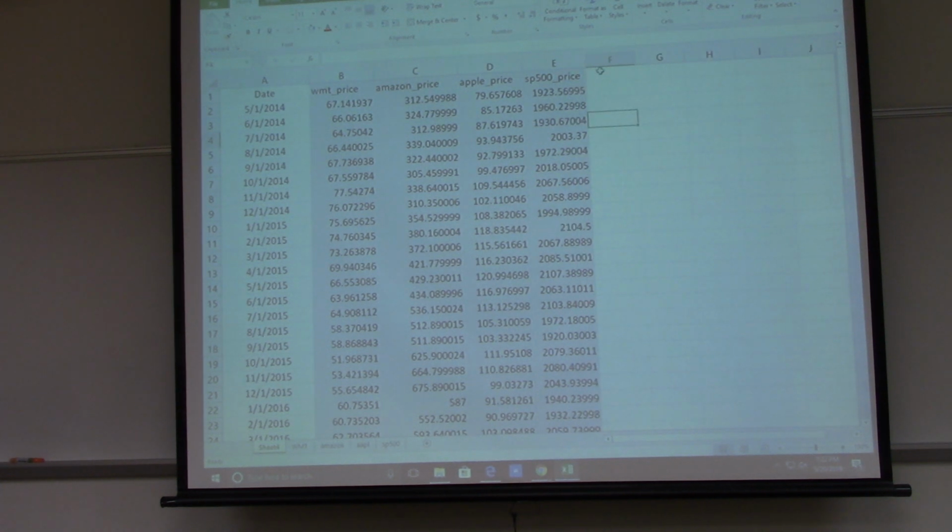Now the next thing we want is Walmart return. And Amazon return, Apple return, and S&P 500 return. And let's change the color.